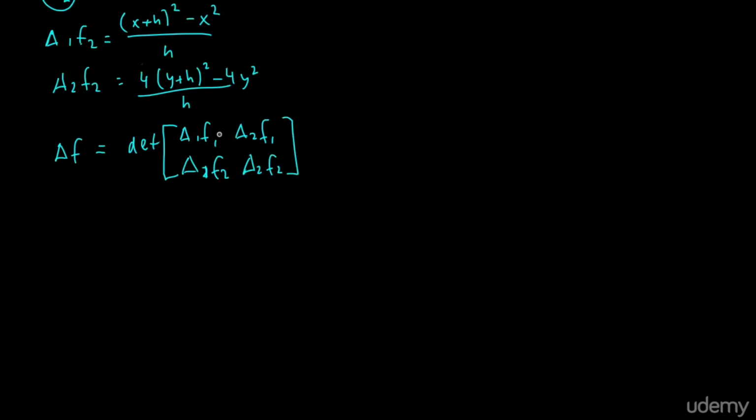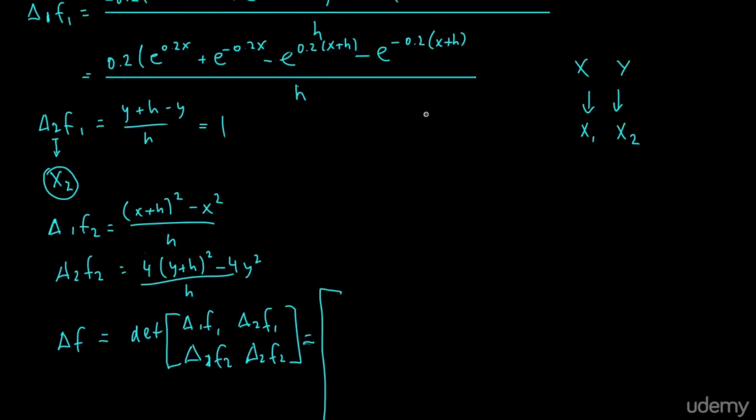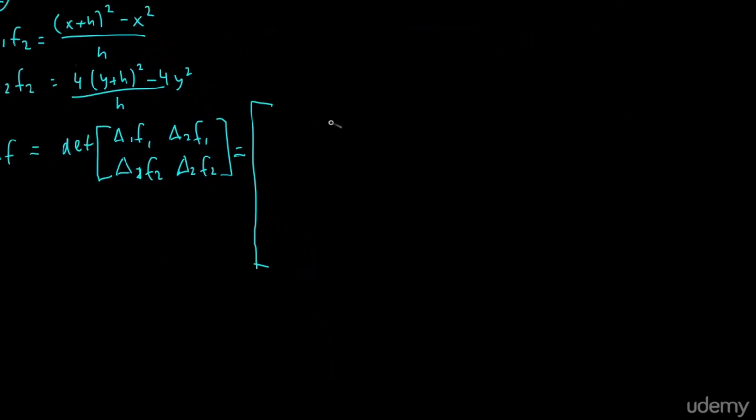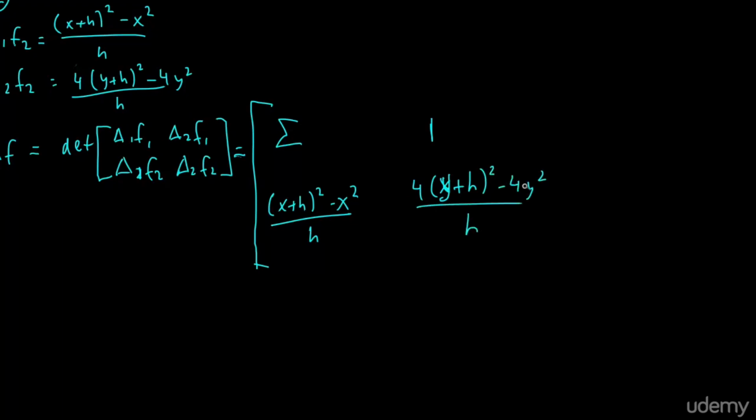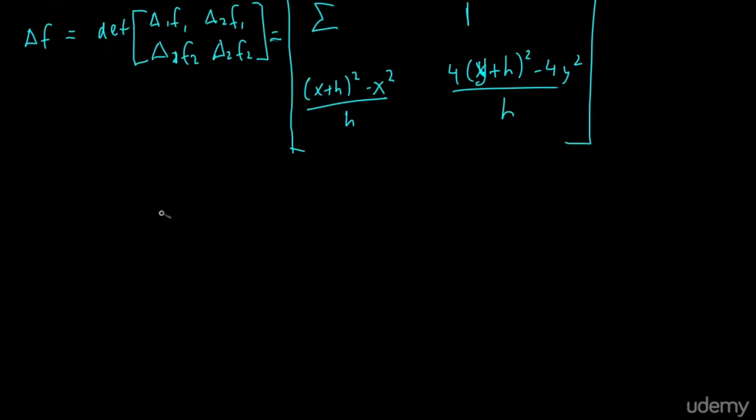And this is where we plug in everything that we've written so far. So that's going to be a rather large thing, and I don't really want to copy over this particular bit, so I'll just call it sigma for lack of a better word, and I'll copy the other ones though. So we'll have sigma, here we'll have a 1, here we'll have (x plus h) squared minus x squared, divided by h, and here we'll have, that's y, (y plus h) squared minus y squared, all divided by h. So we need to calculate the determinant of that, and that's going to take quite a bit of time.